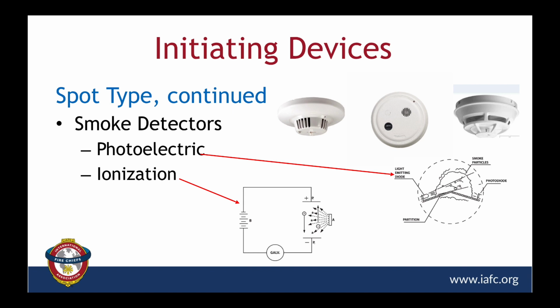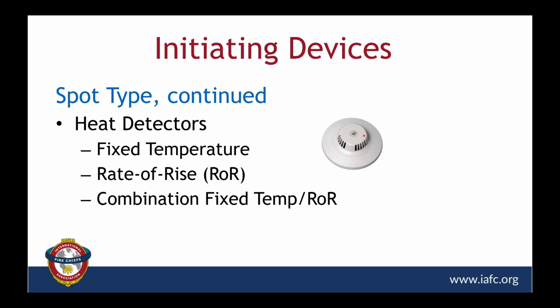Now, ionization sensors are typically better at detecting smaller particles of combustion, usually from flaming fires. However, photoelectric sensors are generally better at detecting fires that produce larger particles of combustion, typically from a smoldering type of fire. Now, let's look at heat detectors.